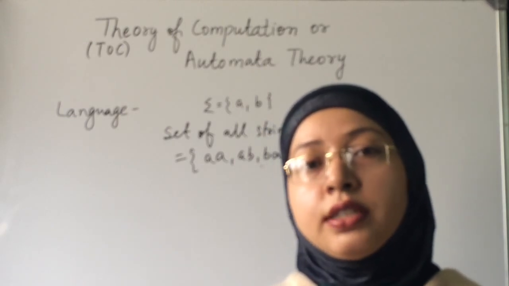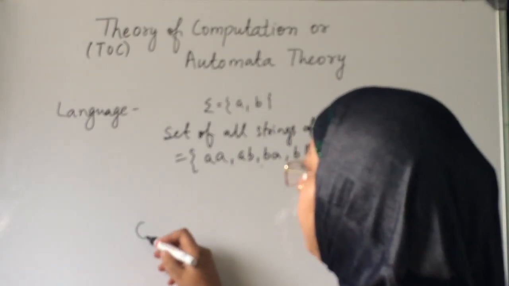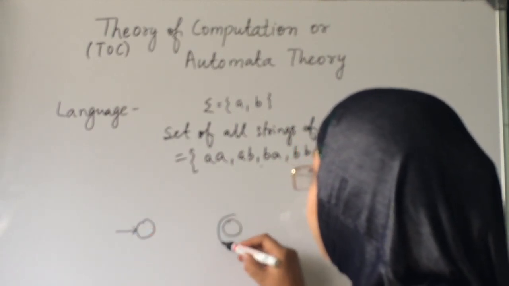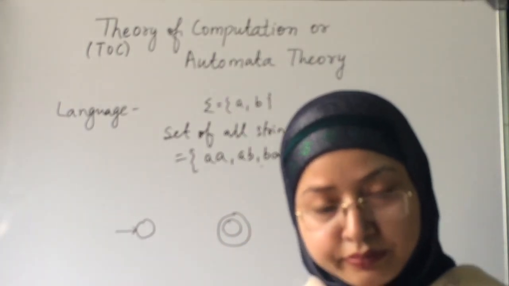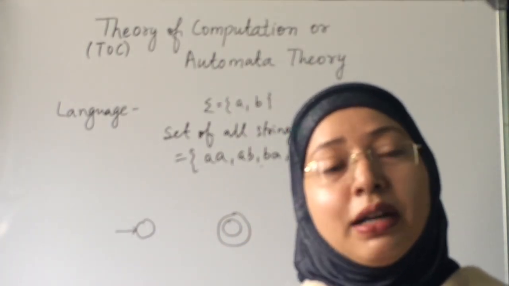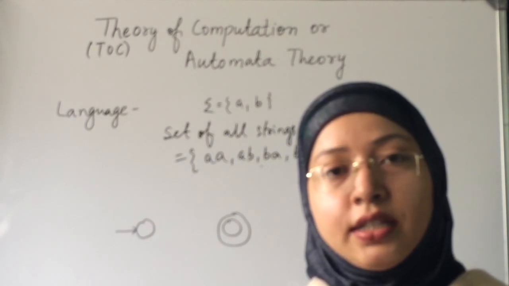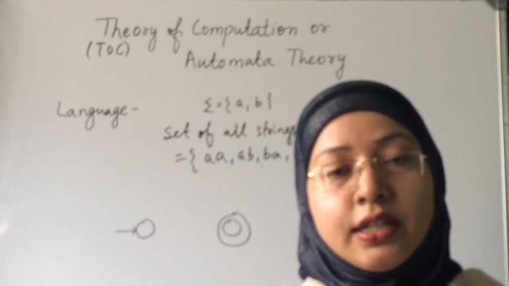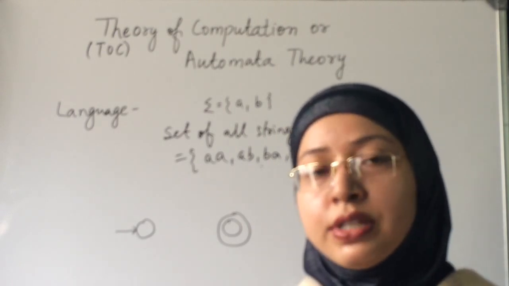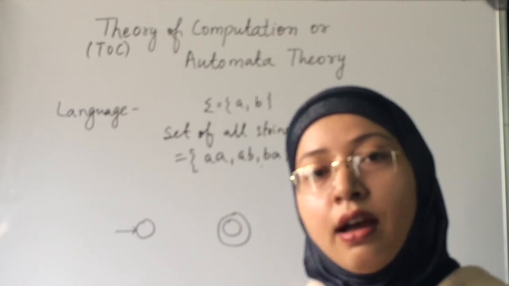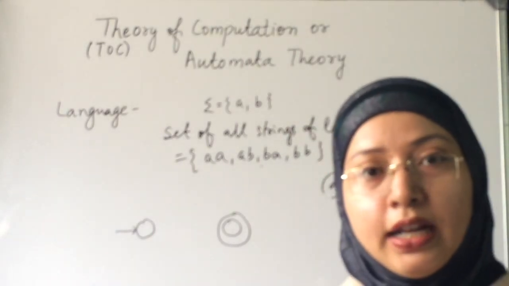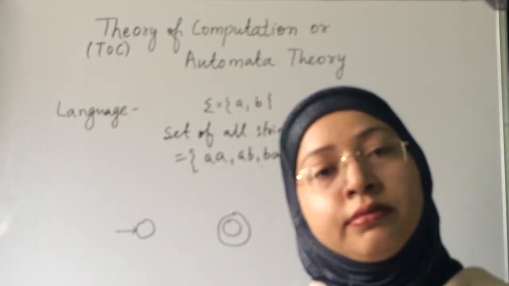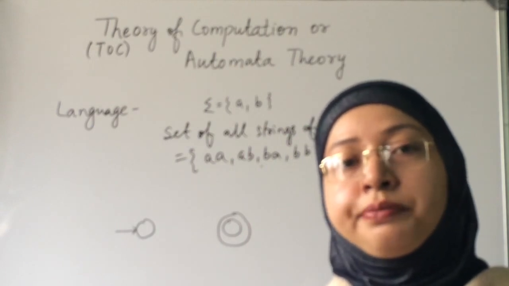And how we do this? There is one initial state which is denoted by this, and final state which is denoted by this. There can be many final states, but there is only one initial state. Just note it down. In the next video we'll see details about how we design our automata. In this video we were discussing the introduction to automata theory and theory of computation.